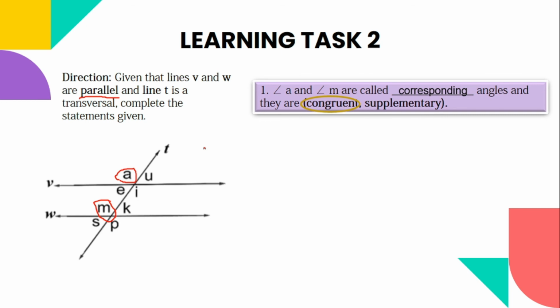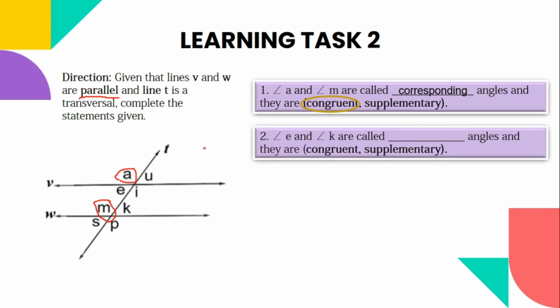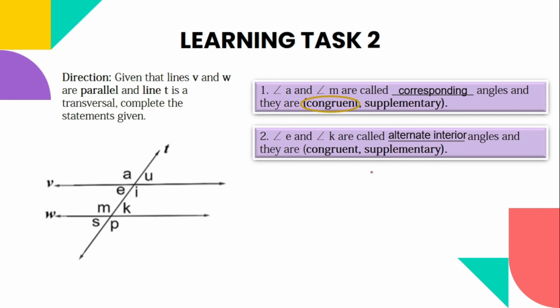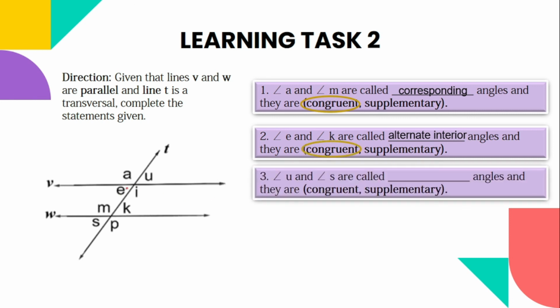Next is number 2. Angle E and angle K. What is their relationship? This is our transversal, they are interior, and they are alternate. Okay, so this is what we call the alternate interior angles. Now, are alternate interior angles congruent or supplementary? They are congruent.